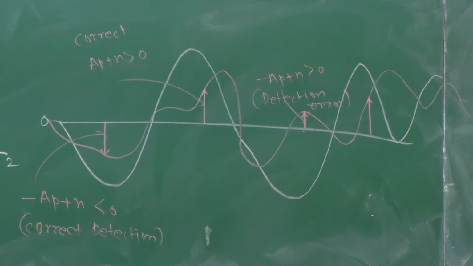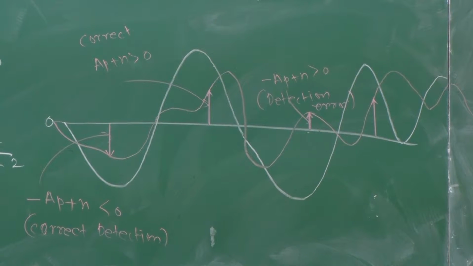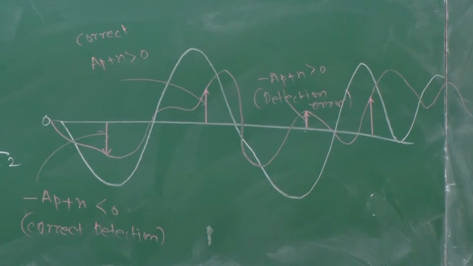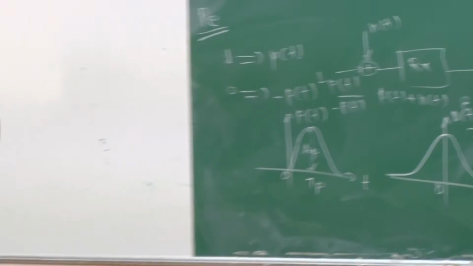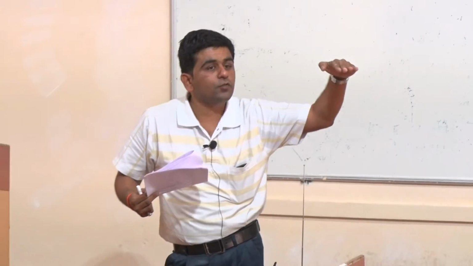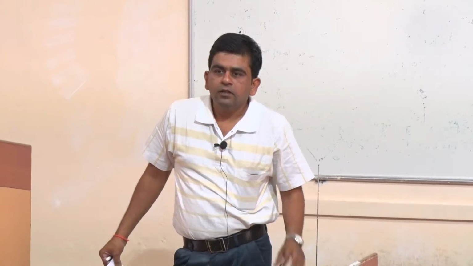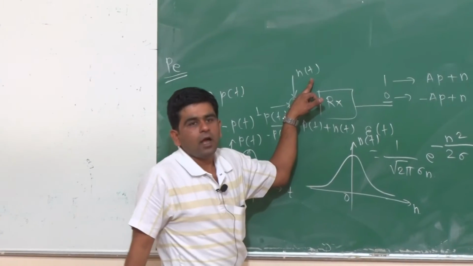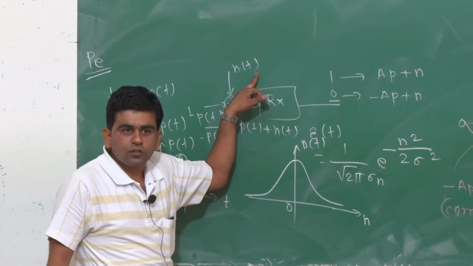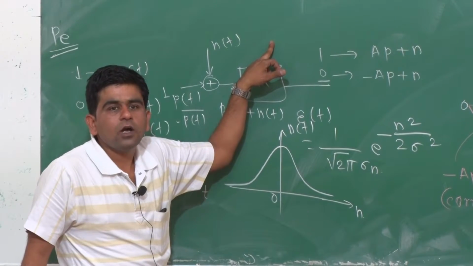When 0 is transmitted, minus AP, we are adding plus N. As we are adding plus N, this level gets shifted up. When we cross this reference level, it will be read as a 1. Now this is called an error. This error occurs due to the channel noise. This channel noise is nothing but N of t, which is additive white Gaussian noise.